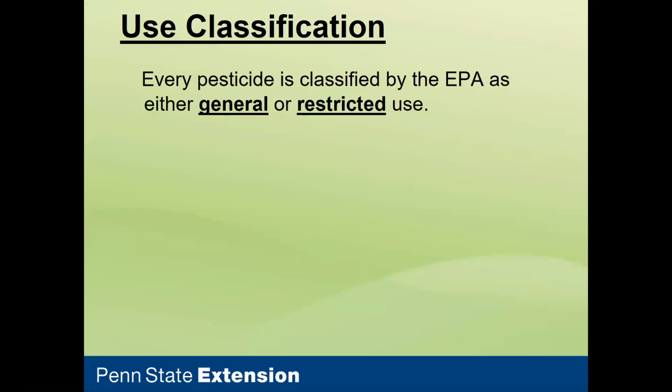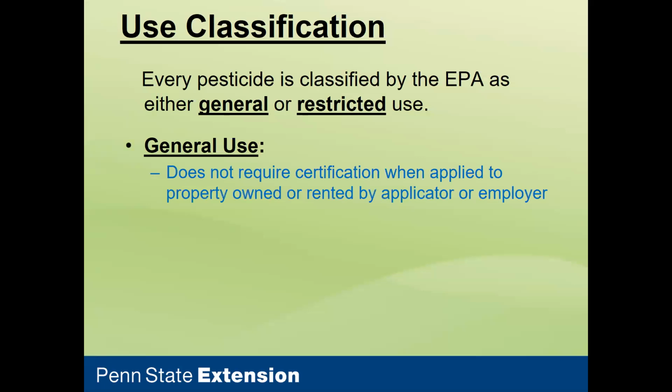So let's get back to this point about use classification here. We said we want to use general use products. Every pesticide is classified by the EPA as either a general use product or a restricted use product. General use does not require certification when applied to property owned or rented by the applicator or employee. That's how the regulation is written for the state of Pennsylvania, so you need to check how that is regulated in your own state. As a landowner, I can purchase these general use products and apply them to my own property.